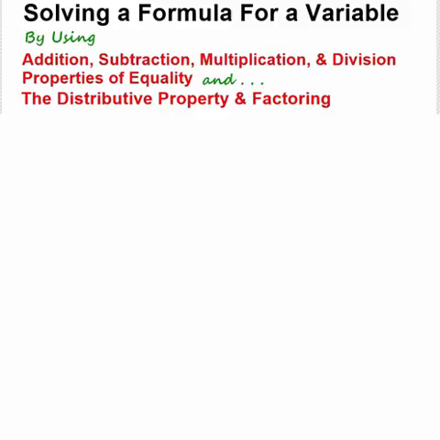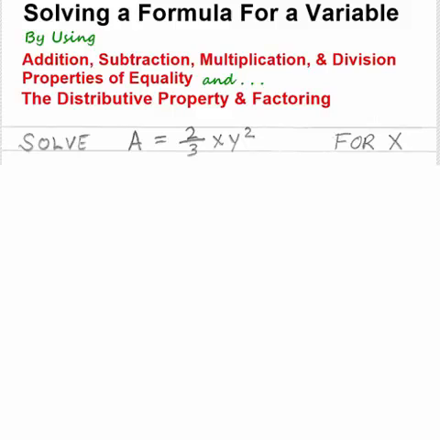In this video, we're going to solve formulas for a variable by using the addition, subtraction, multiplication, and division properties of equality and the distributive property in factoring. Our first example is the formula a equals 2/3 xy squared, and we're going to solve for the variable x. And this means we need to get x all by itself on one side of equals and get all the other variables on the other side of equals.